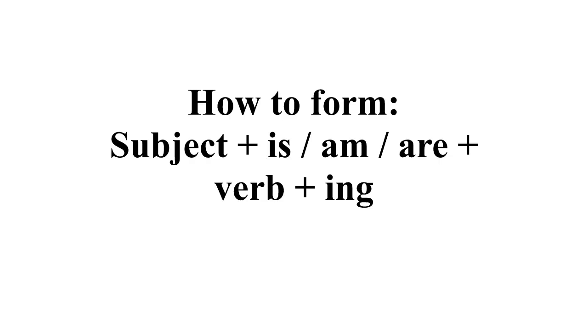How do we form the present continuous tense? We take the subject, is, am, or are. So I am, he is, you are, plus the verb and plus ing. You always have to have ing on the verb. If you don't, it will be wrong and it will sound weird.